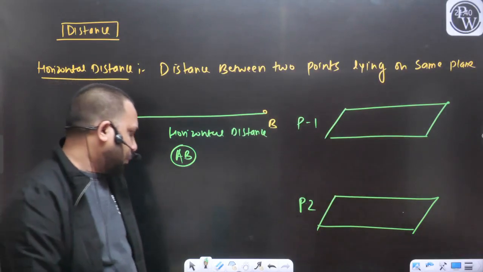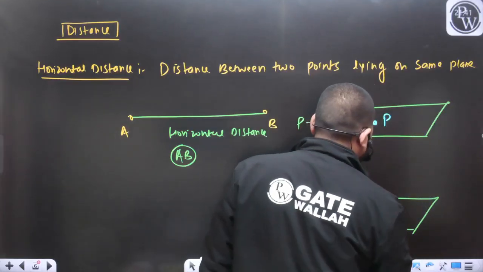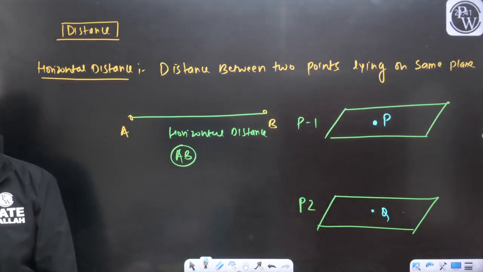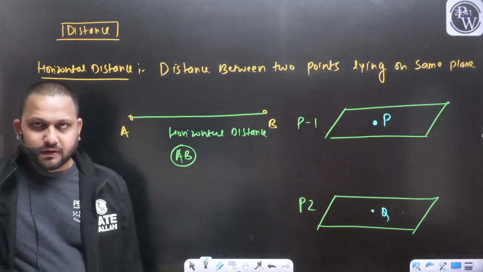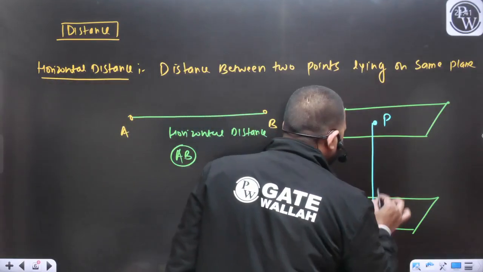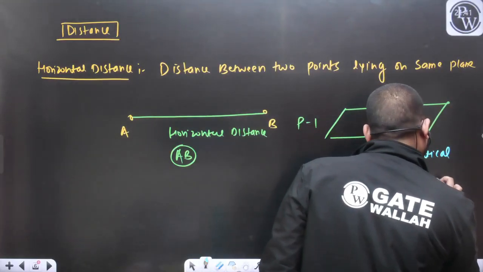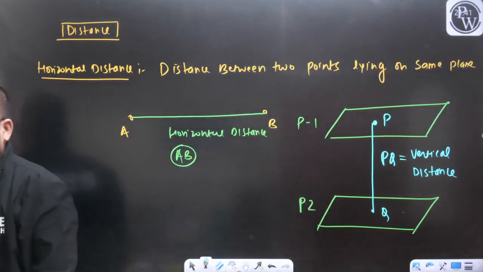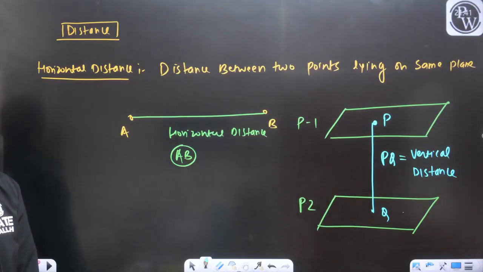Let's consider a point P on the ceiling and point Q on the floor. If you are defining this distance between these 2 points P and Q, can I say this PQ is going to be the vertical distance? Because the points are not lying on the same plane.